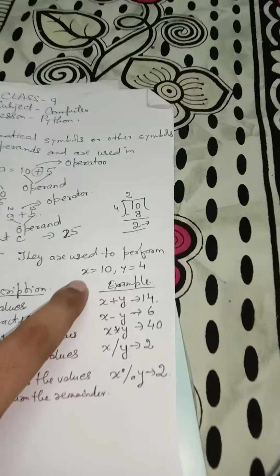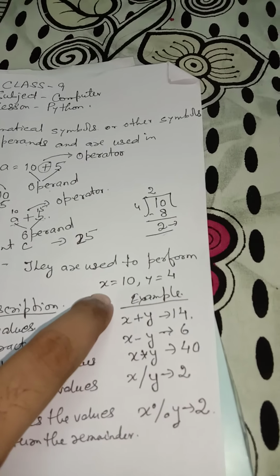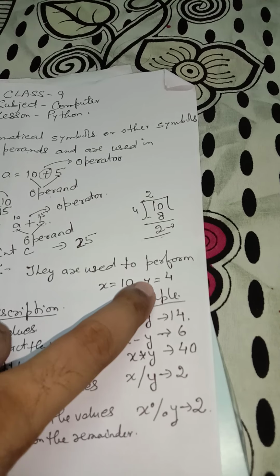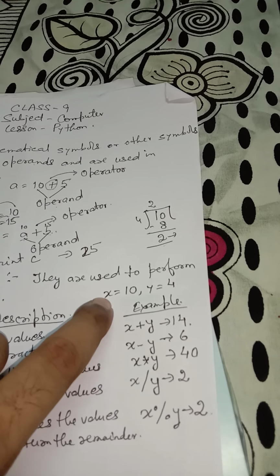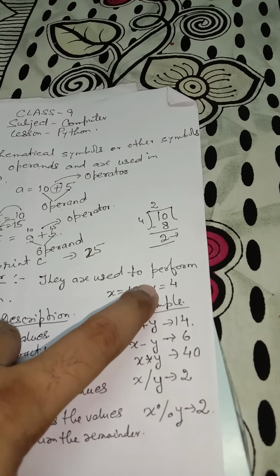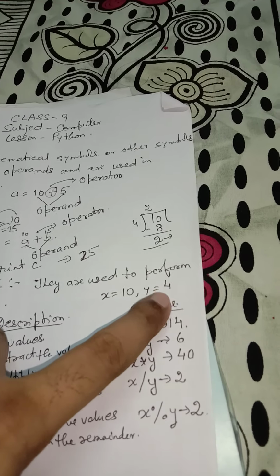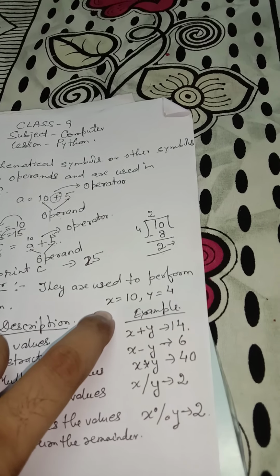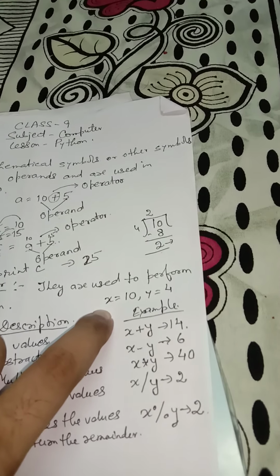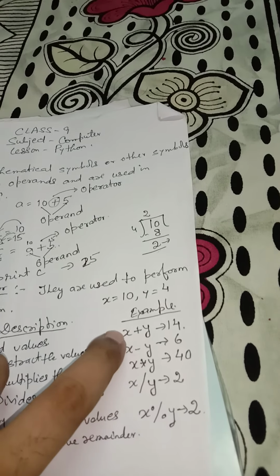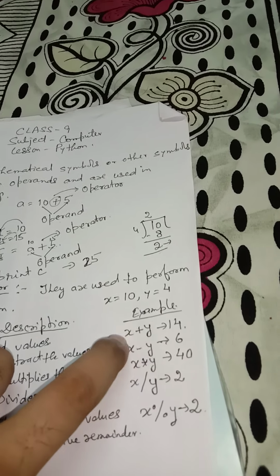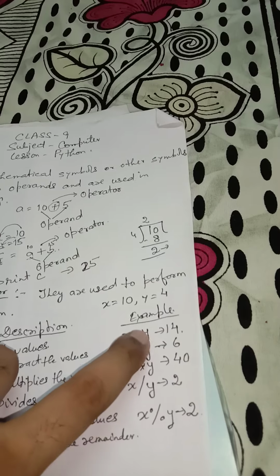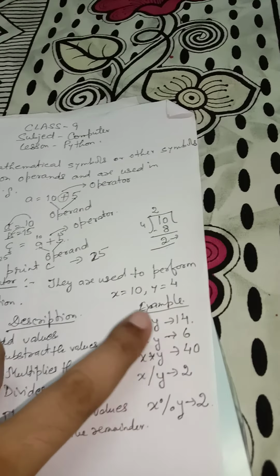For example, the value of x is 10 and the value of y is 4. X is a variable over here, so 10 is assigned to it. Y is a variable, 4 is assigned to it. These are simple variables that I have taken to show the examples. Now if I write x plus y, that means 10 plus 4, so 14 will be the output.